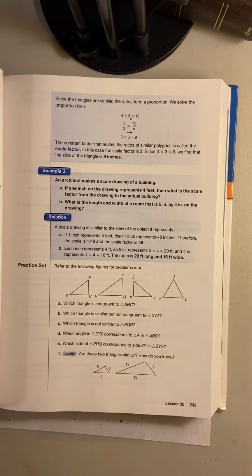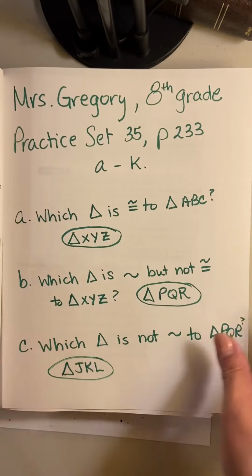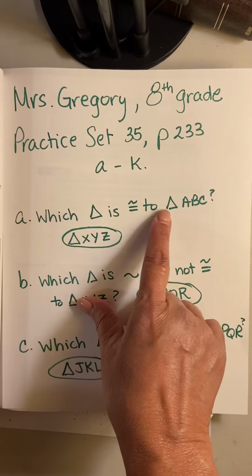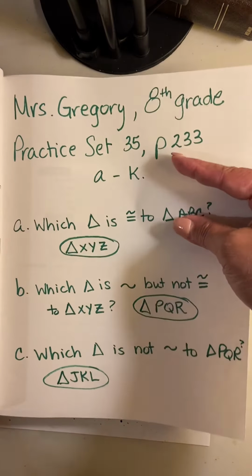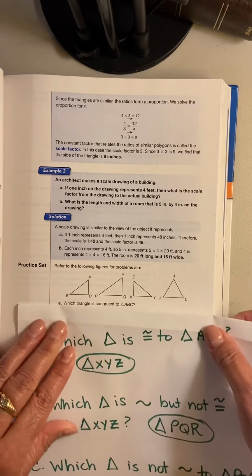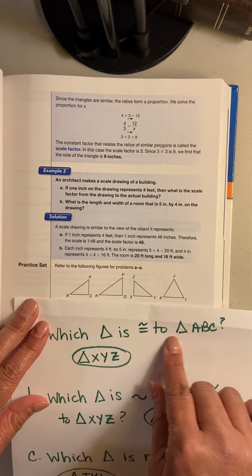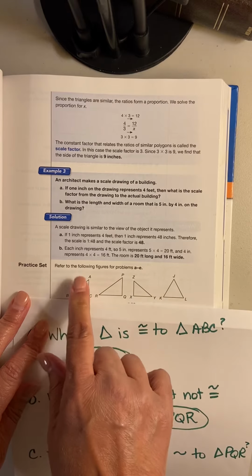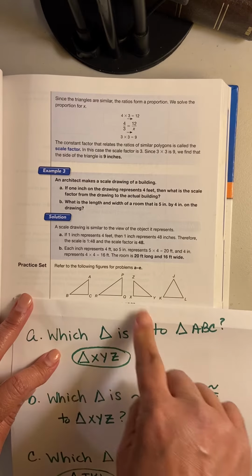Now, it says, first thing, which triangle is congruent? All right, I rewrote the question. It says, which triangle is congruent to triangle ABC? Congruent meaning that, oh, let me do this better. I'm going to take that off so you can see it better. All right, so I'm looking at this. It says, which triangle is congruent to ABC? And when I look at ABC, the triangle that is congruent is XYZ.